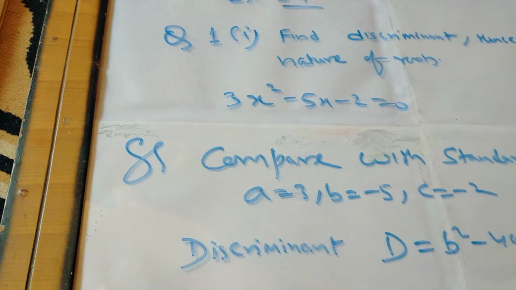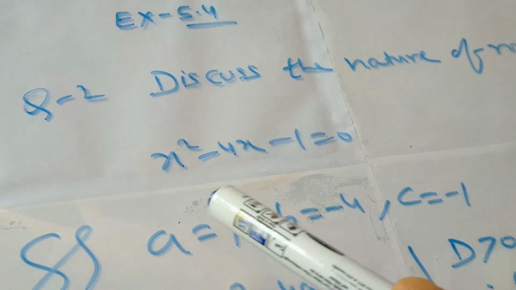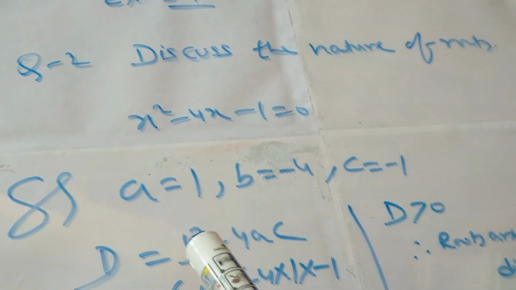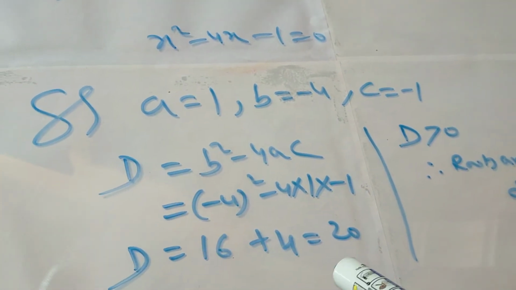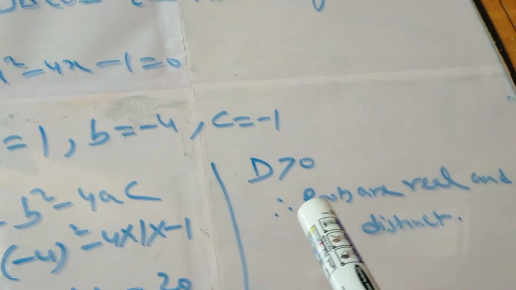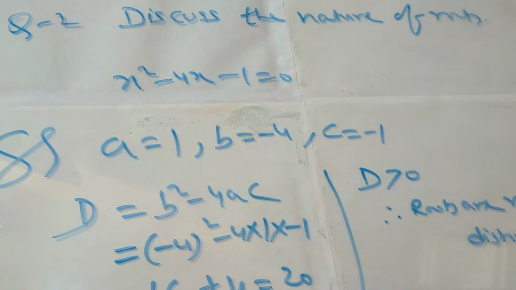Okay. Now look at question number 2: x square minus 4x minus 1. We have to discuss the nature of the roots. Here a is 1, b is minus 4 and c is minus 1. I calculated the discriminant and I am getting 20. Since D is greater than 0, we can say the roots are real and distinct. Students, this is question number 2.